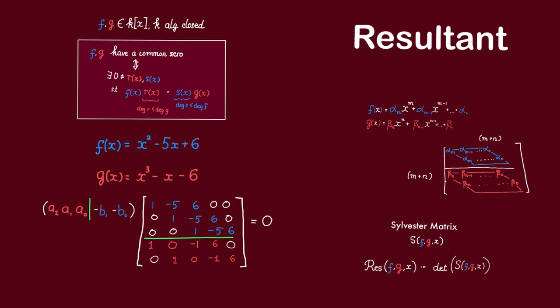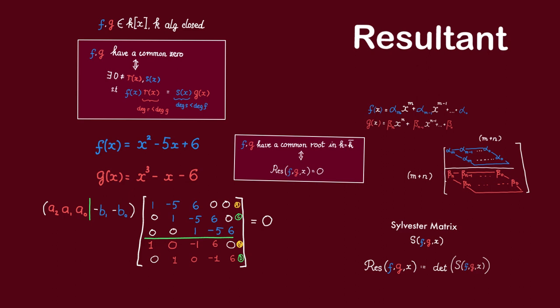In our case, I explicitly chose f and g so that they have a common 0. So this determinant should be 0. You can verify that by explicit computation. Or you can observe that row A minus row B is going to be equal to row C minus row D. And thus, this matrix has two linearly dependent rows, so it must have 0 determinant. This confirms that our criterion does indeed work.